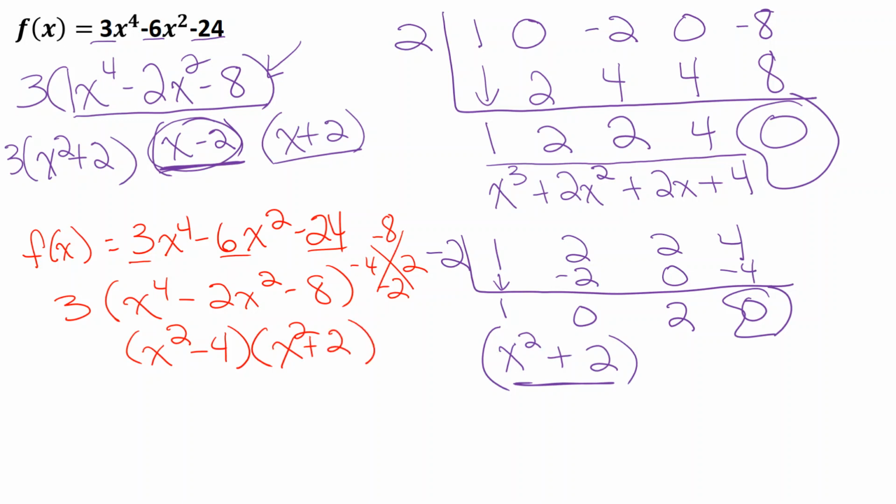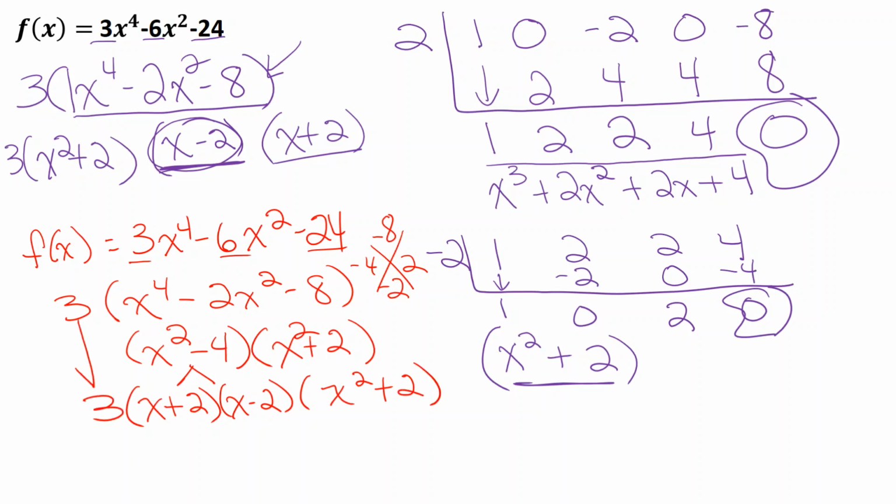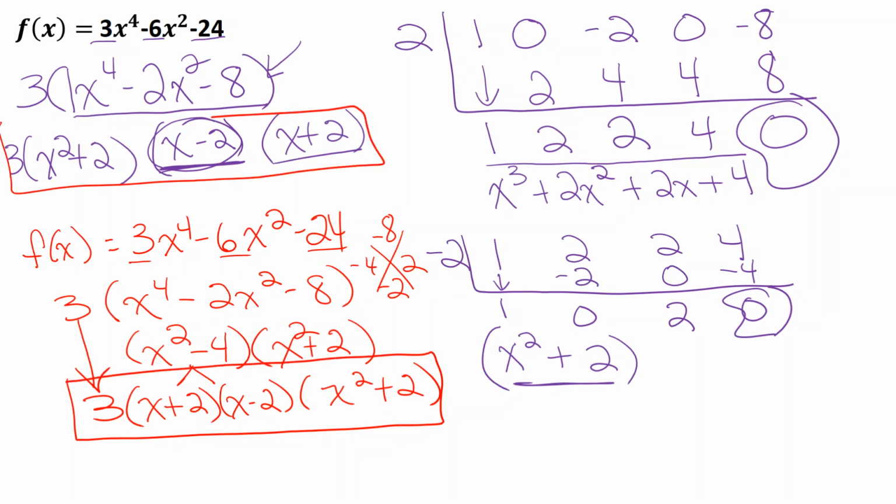All right, and I can see that x squared minus 4 is the difference of perfect squares, so that's going to be x plus 2 times x minus 2 times x squared plus 2 times our 3 that we had already pulled out. So if we had factored it that way, we would have gotten the same exact thing. All right, so there you have it, and we're going to do another problem like that in just a minute.